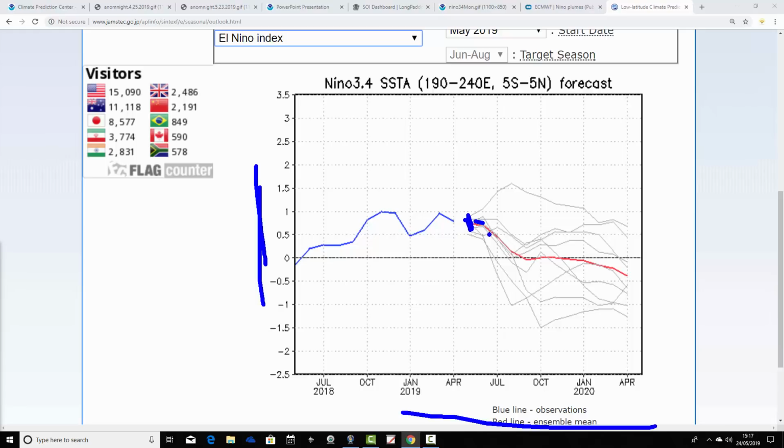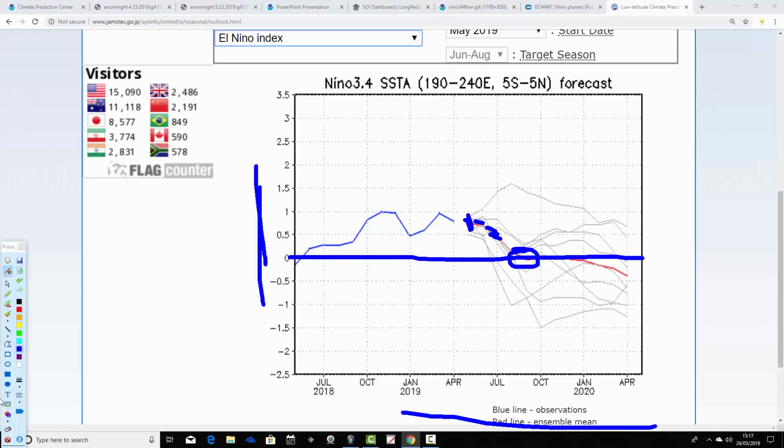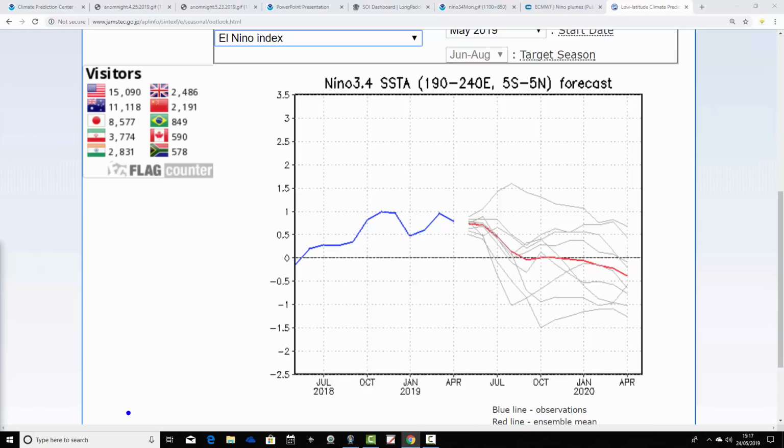The red line is the ensemble mean, and you see that by the time you get through to July, that's basically back to ENSO neutral on the warm side. And actually, by the end of the summer, we are definitively back to ENSO neutral, neither on the warm or the cold side, just back to bang on average. That's what the ensemble mean is showing.